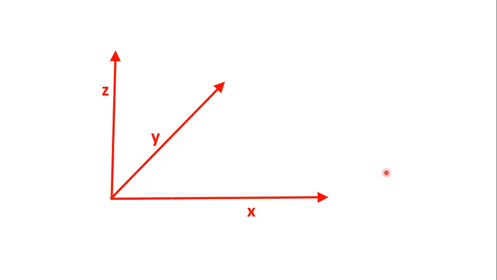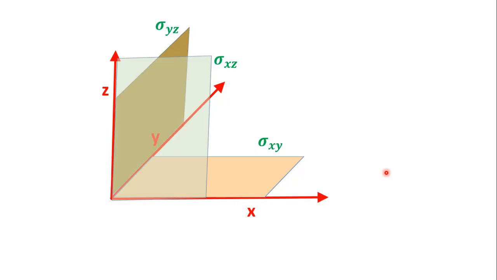Today we are going to discuss the electronic spectra of ethylene on the basis of group theory. What we see on the screen is a Cartesian system of three coordinates x, y and z. We see the xy plane, sigma xy, the xz plane, sigma xz, and the yz plane, sigma yz.